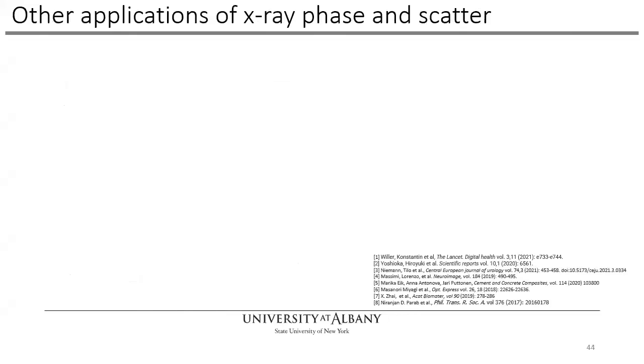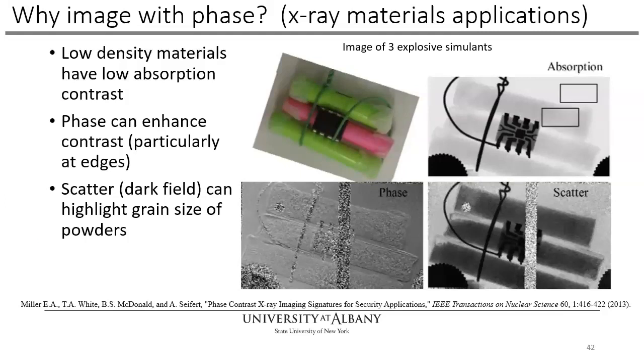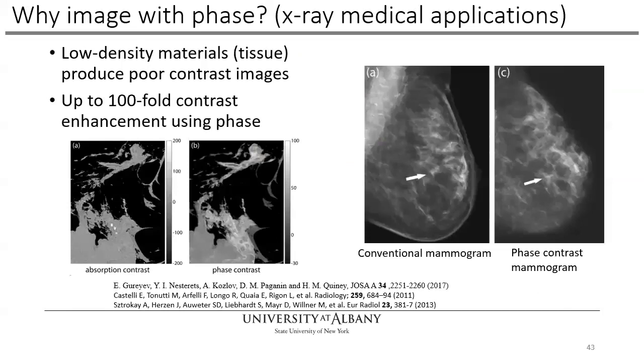I'll go very quickly through this. So our targets are to take something. This is the security application of the system that we use. These are powdered explosive simulants. If you put them in luggage, the attenuation of the image is very low contrast, except for whatever electronics you have in here, because they don't absorb very much different from whatever background materials are in there. The phase shows up a bit more, but that small angle scatter, because these are powdered explosive simulants, really highlights them against the background. So these additional channels of information have security applications.